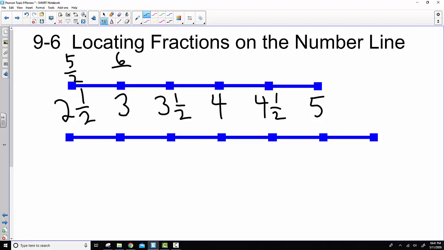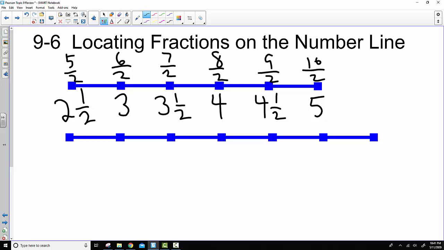Next, we would have 6/2, which is also known as 3. 7/2. 8/2 would be equal to 4. 9/2, and then 10/2. And 10/2 is also equal to 5.